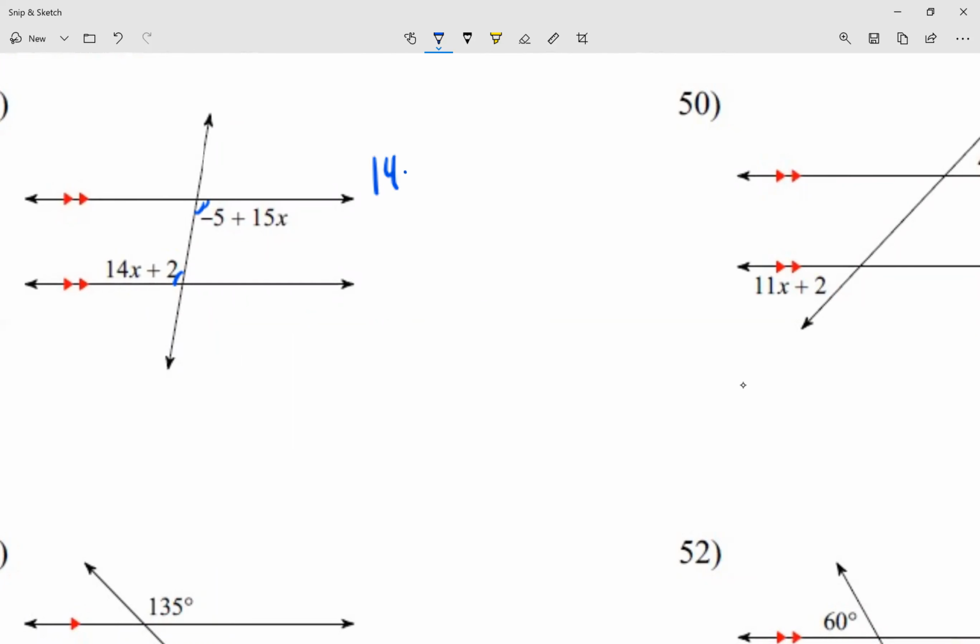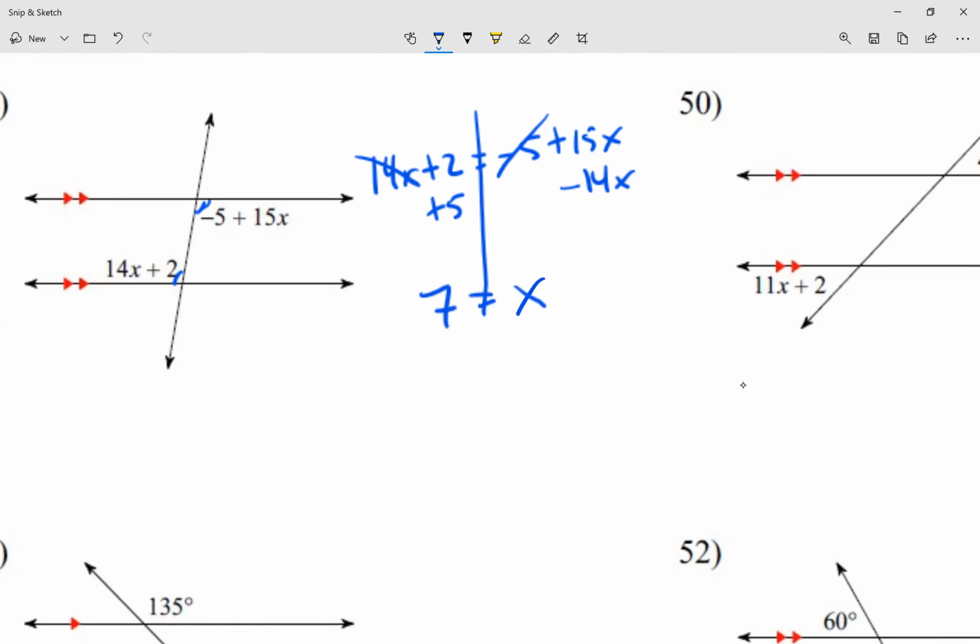So I'm going to go 14x plus 2 is equal to -5 plus 15x. I want the x's on the same side. So the 14x, let me move it over as a minus 14x. And this -5, let me move it over as a +5. Letters on one side and those that don't have a letter on the other side. Anything that you move over, you've got to switch the sign. So now I have 7 equal to 1x. All right, so that's the value of x. Instructions are solved for x, so x equals 7.